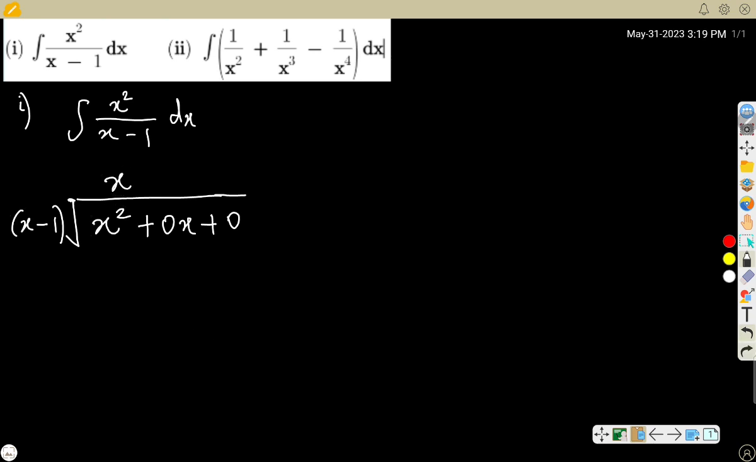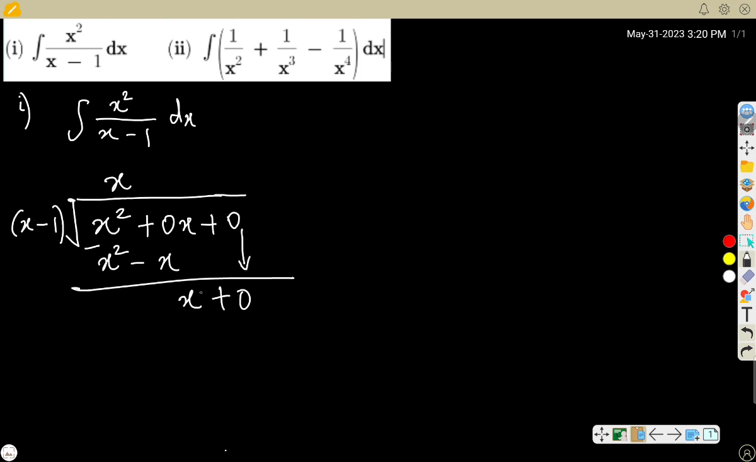So now that x will expand this bracket. Now x times x, that is x squared. Again, x times minus 1, that is minus x. So now subtract. If you subtract, you have x squared minus x squared, 0x, then minus times minus plus. So 0x plus 1x, so that is x. So plus 0. Bring this 0 down.